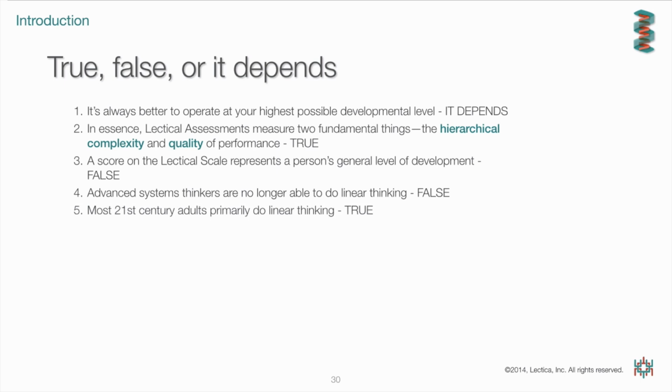Number 5. Most 21st century adults primarily do linear thinking. This is true. As we saw, around 60% of the adult population has yet to develop beyond linear thinking in at least one skill area.